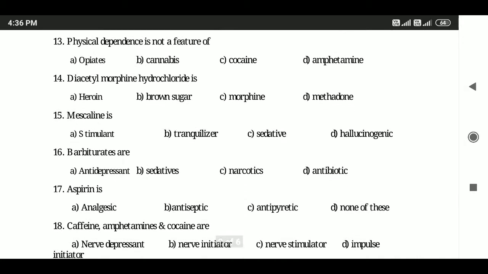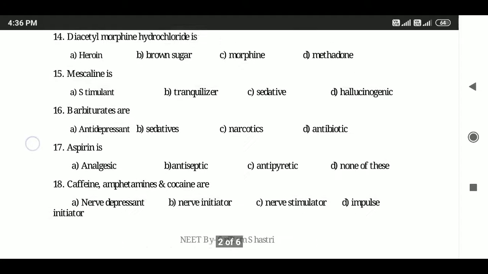Diacetyl morphine hydrochloride is heroin, brown sugar, morphine, methadone. Morphine is a pure form, methadone is a chemical form, heroin is diacetyl morphine, and brown sugar is diacetyl morphine hydrochloride. So the right answer for this question is B. Diacetyl morphine hydrochloride is brown sugar.